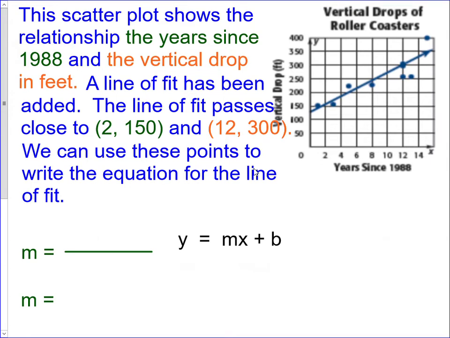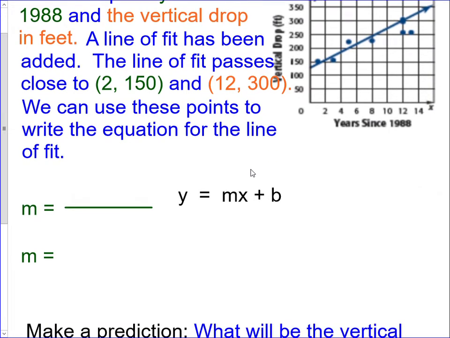All right. Now, we can use these points to write the equation for the line of fit. The first thing we need is the slope, so I'm going to plug into the slope equation. Remember, the slope equation is m equals y sub 2 minus y sub 1 divided by x sub 2 minus x sub 1. So when I plug in my y's, on top we'll have 300 minus 150. On bottom we'll have 12 minus 2, which gives us a slope of 15.